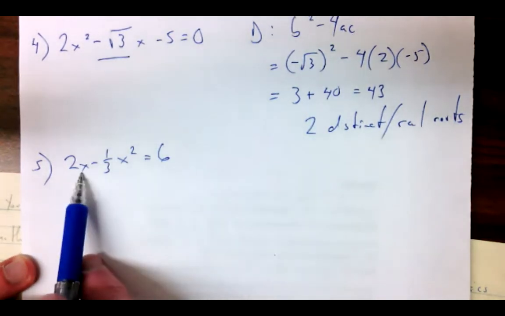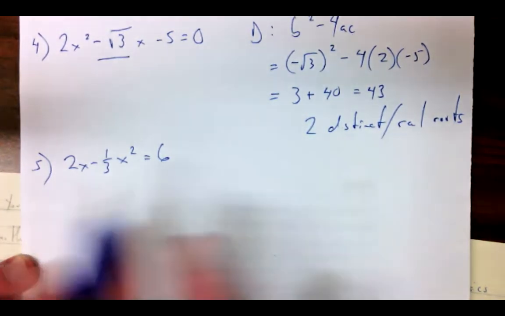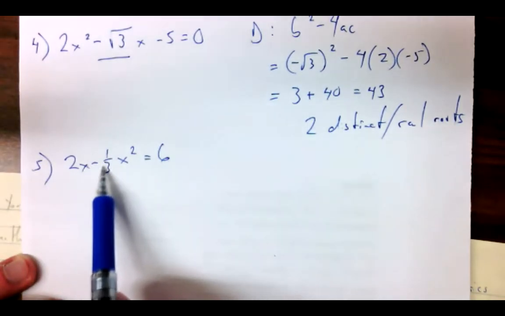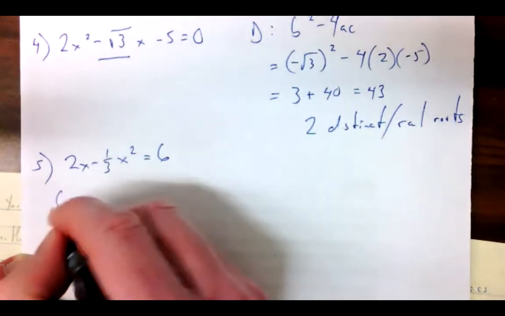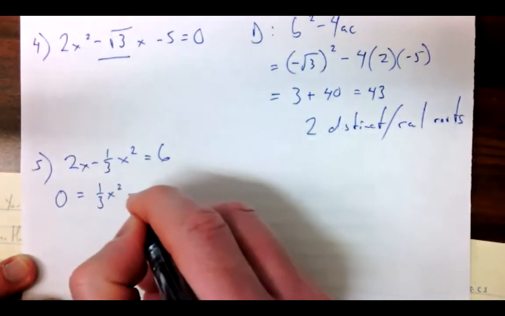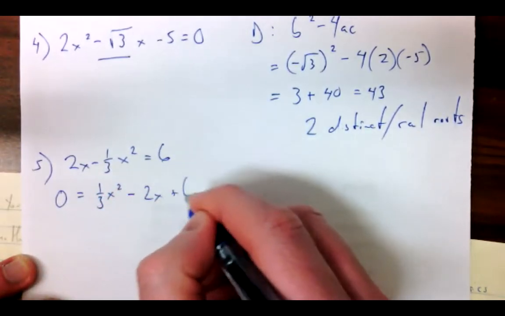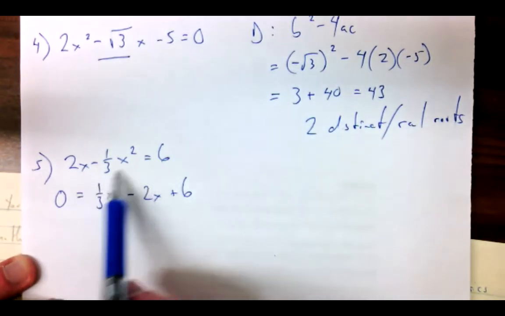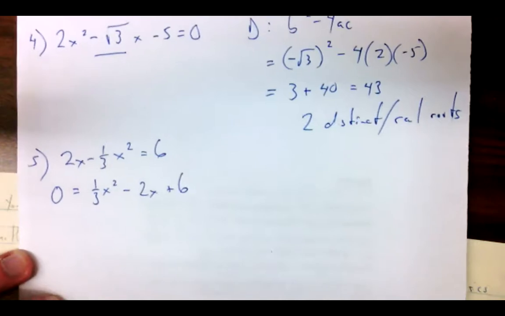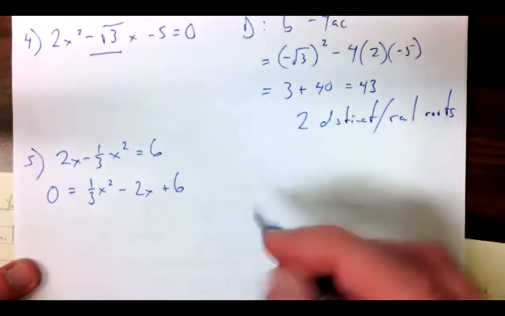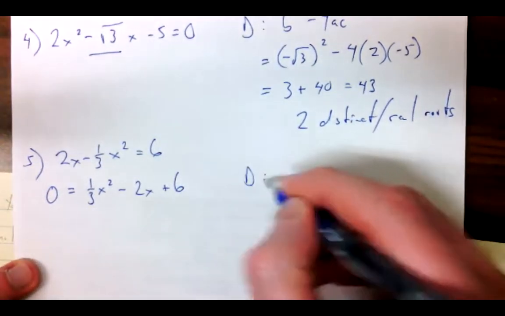Or we can bring it over here. It doesn't matter. It honestly works out the same. Myself, I prefer that to be positive, so I'll do it this way. 0 equals 1/3 x squared minus 2x plus 6. For those that are interested, feel free to try it the other way and you'll see it'll work out the same because the signs will change, and it's just one of the wonderful things about math.